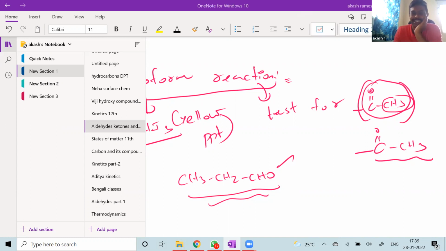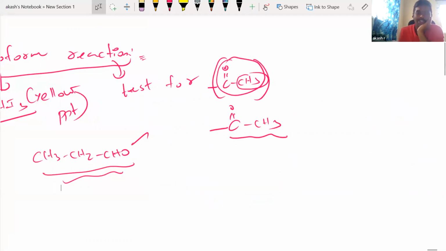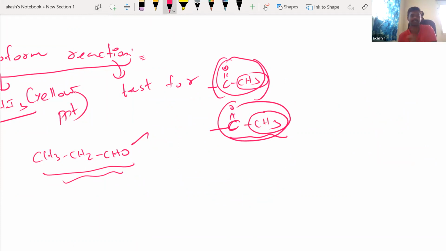So people, what did I say? You compulsorily should have a C double bond, obviously, but to that a methyl group should be attached. CH3 should be attached. You can also say that it is a test for alpha methyl groups. I should have an alpha methyl group for this reaction to happen. That means this is your main carbon, and the next carbon should be a methyl group. That's all I'm trying to say.